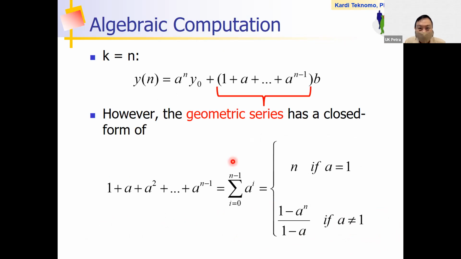You remember, so if k is n, you will see this is the pattern. We found this: the pattern is a to the n times y0 plus, oh, this is a geometric series, times b. We already learned geometric series in high school. What is the closed form formula of a geometric series? This one. So the geometric series equals n if a is equal to 1, and equals this formula if a is not 1. Now we get the solution.